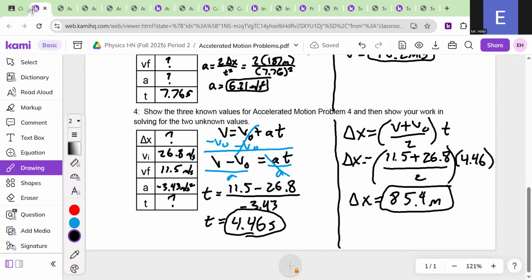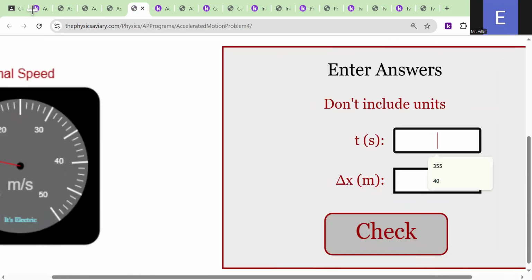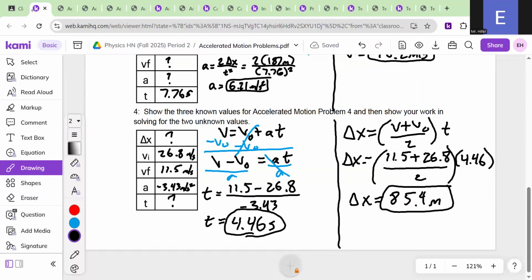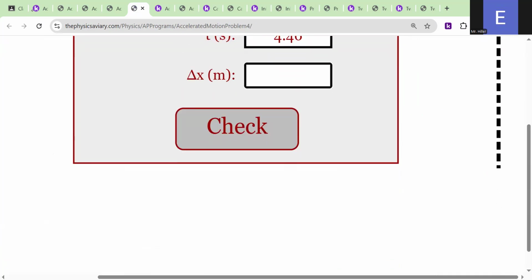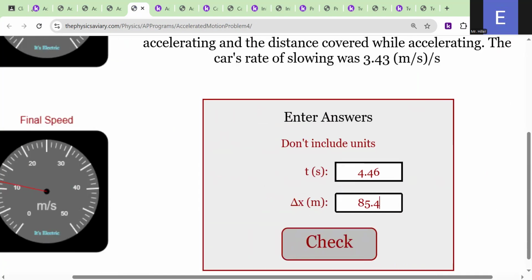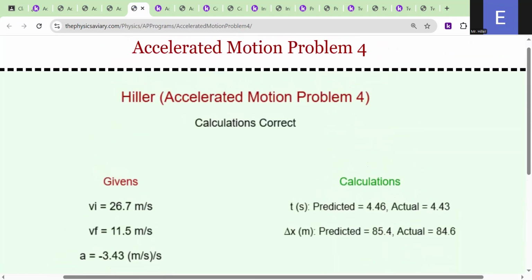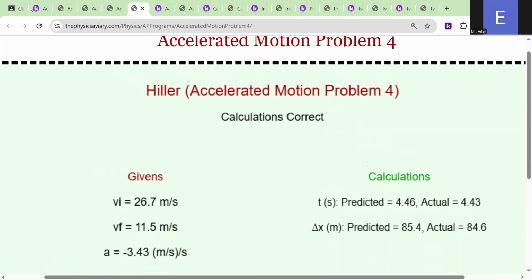Okay, go to the program, enter in your information, and let's see how you did. All right, and there you go. I was able to get question 4 correct. Hopefully you were too. All right. If you were able to get this correct, let's move on to number 5.